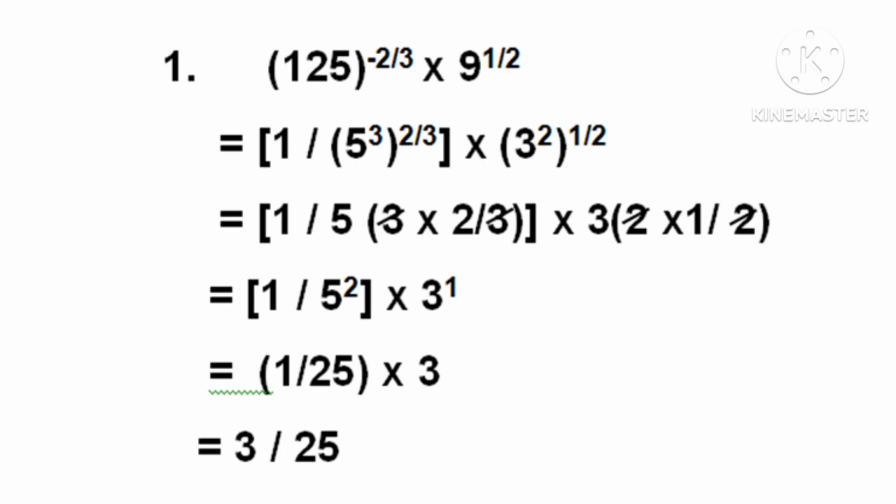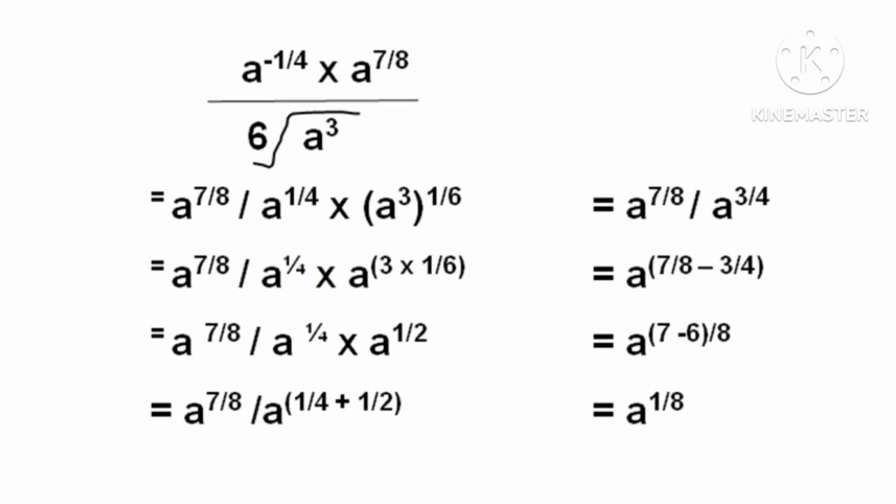6. First term index is having minus sign, therefore it will shift to denominator. Having made these observations, now we can proceed to solve. To solve this expression, 1. Shift the term with negative index to denominator. 2. In place of sixth root, write index as 1 upon 6.